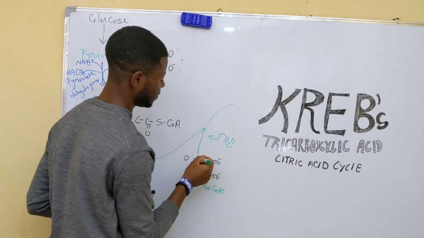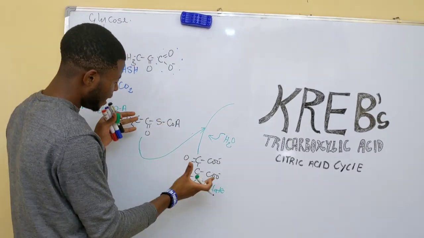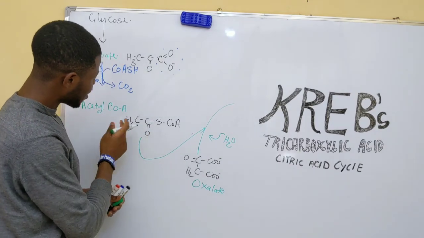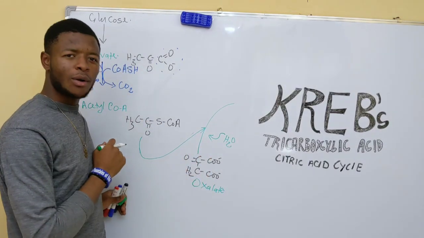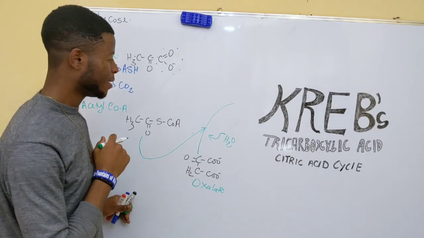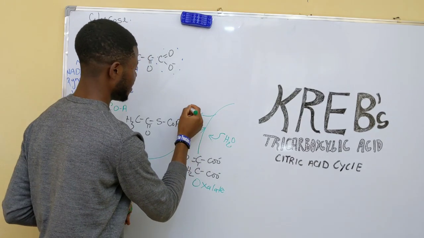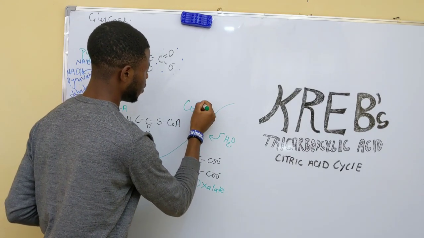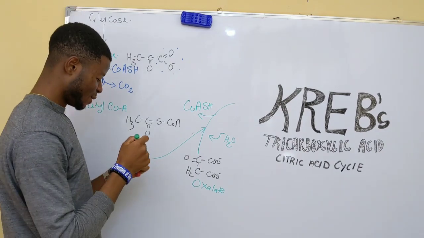We have our water. The next thing, remember that if this guy is combining with oxalate, how many carbon compounds do we have here? 1, 2, 3, 4, 5, 6. We are going to form a 6-carbon compound, and that 6-carbon compound is called citrate. And by doing so, what is going to be happening again? I'm going to be removing my CoA with the sulfur hydroxy group. That's another thing that is going to happen here.